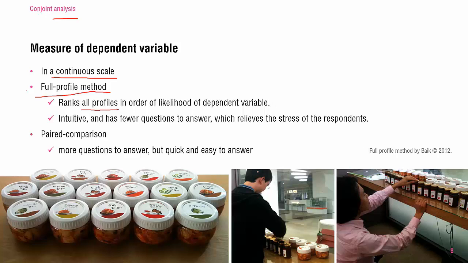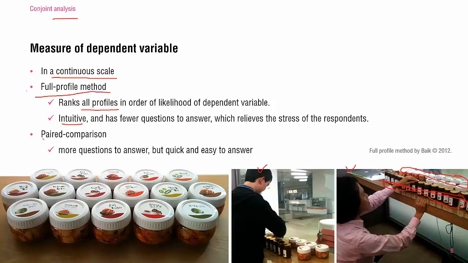So as these 2 people are doing, they are ranking the 16 label designs for jam bottles, label designs for kimchi bottles. This full profile method is intuitive and has fewer questions to answer. For them, they just need to rank 16 bottles. So this relieves the stress of the respondents.